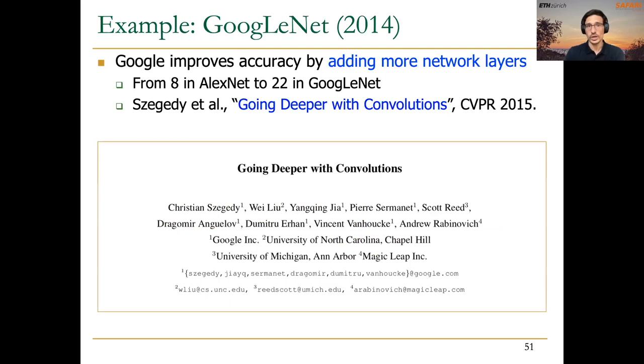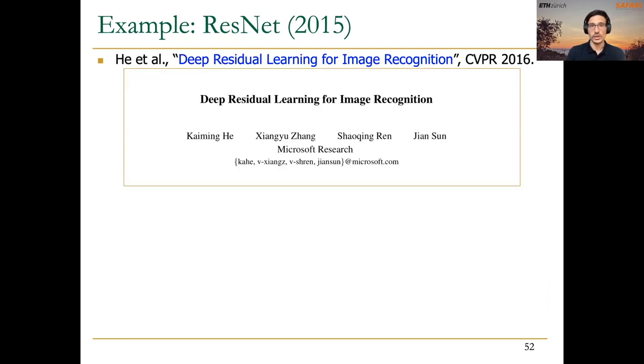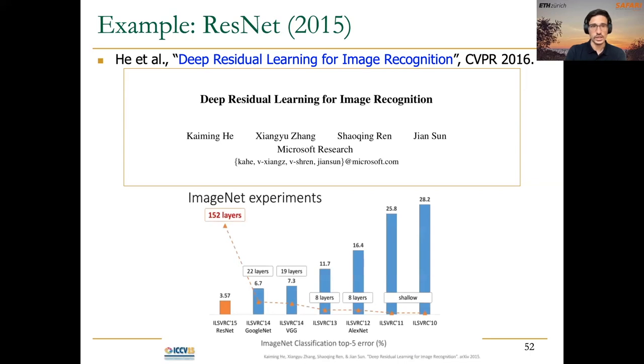One year later, Google proposed their own network, GoogLeNet. In this case, they increased the number of network layers from 8 to 22. And one year later, it was Microsoft that proposed ResNet, where they also increased the number of layers. And as you see, from 2011 to 2012, we see a lot of improvement due to the first convolutional neural network, AlexNet. The accuracy increased by almost 10 points. Even more, in 2015, we already had ResNet that was even more accurate than humans.